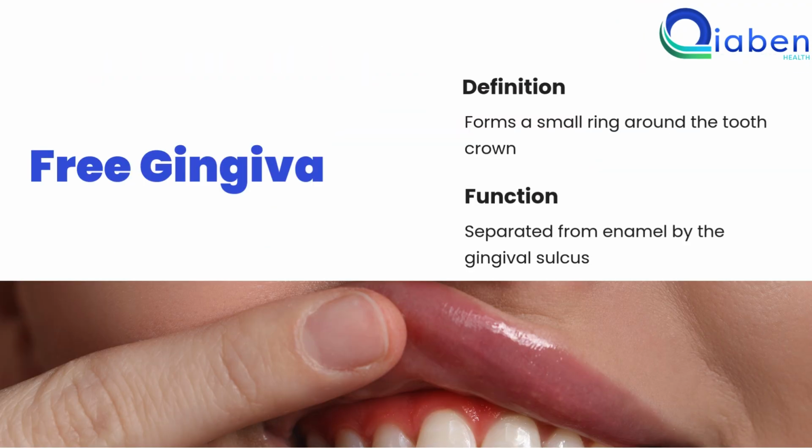Now let's break the gingiva into its clinical components, starting with the free gingiva. Definition: this is the collar-like ring of tissue that surrounds the tooth crown but does not attach to it. Function: it is separated from the enamel by the gingival sulcus, a V-shaped space you will frequently probe during periodontal examination. Because the free gingiva is movable, any changes in its contour, color, or sulcus depth become important indicators of periodontal health. This area is often the first to show signs of inflammation.